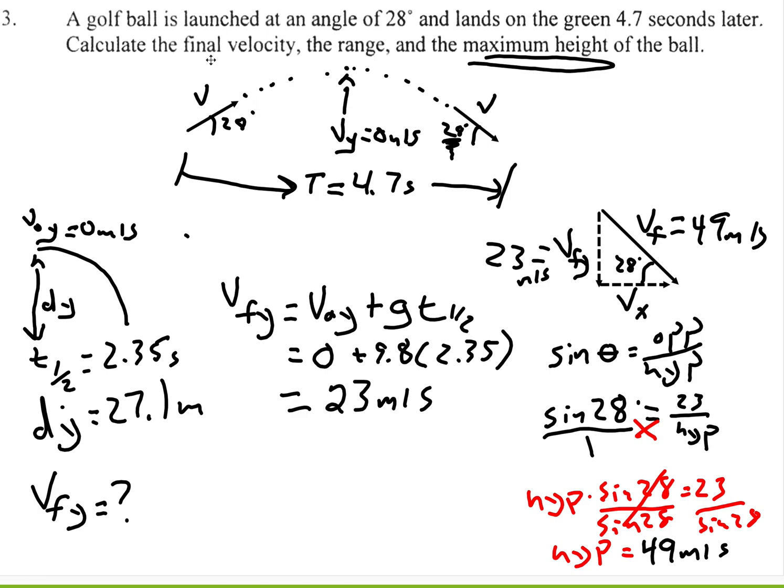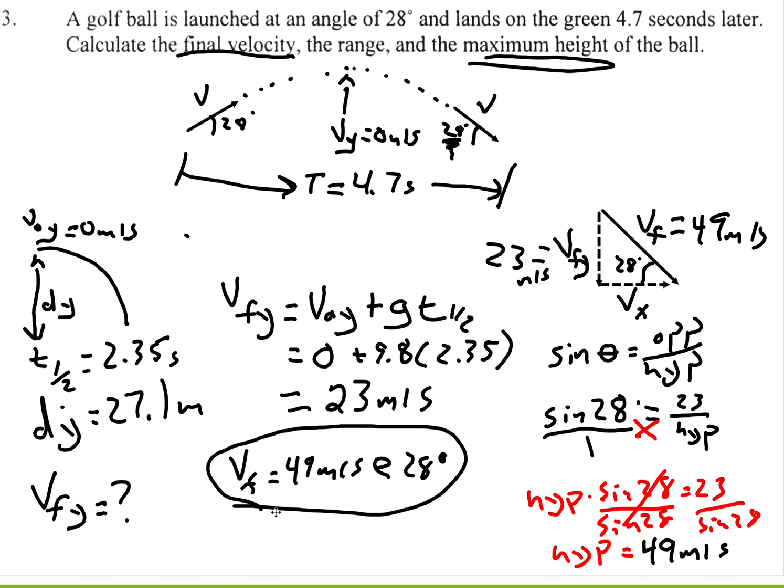So right now, if I wanted to know the final velocity, well, the final velocity is 49 meters per second at 28 degrees. So that's how hard it's hitting the ground. Is everybody still with me? Yeah? Okay, got a thumbs up.